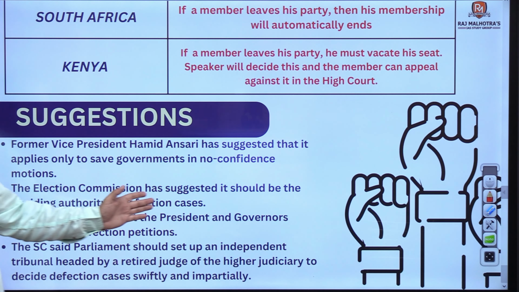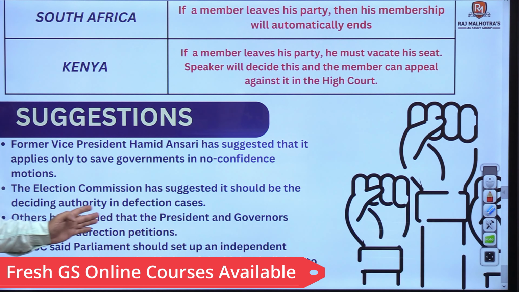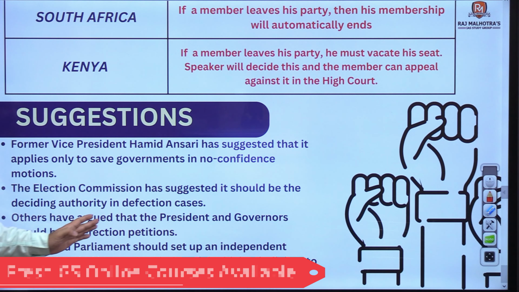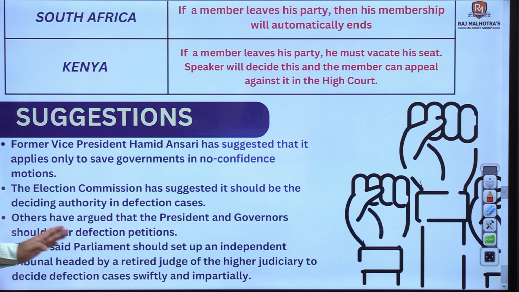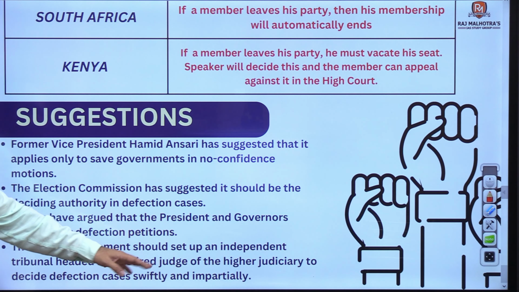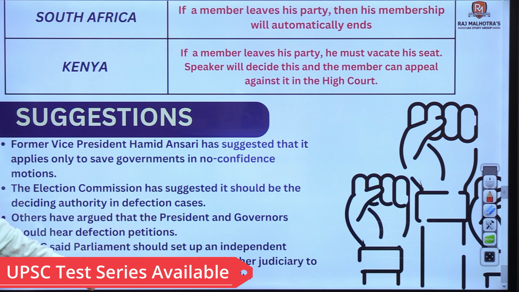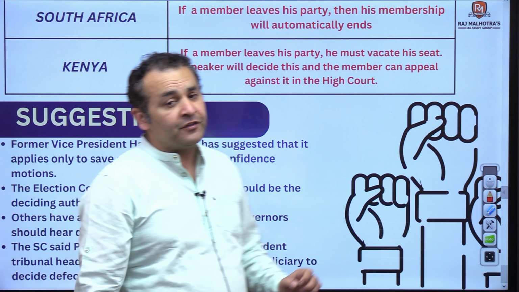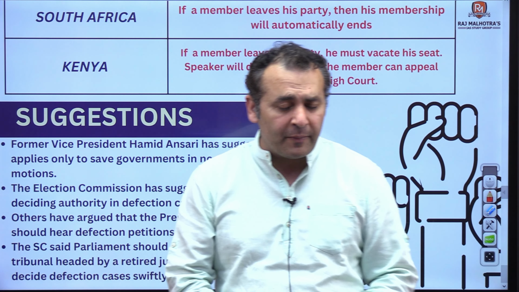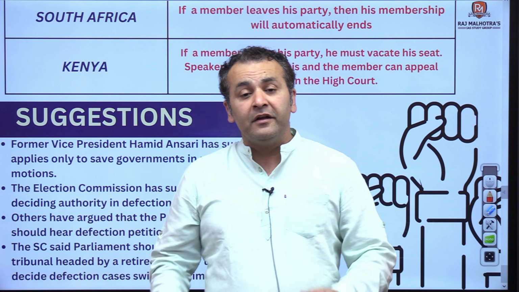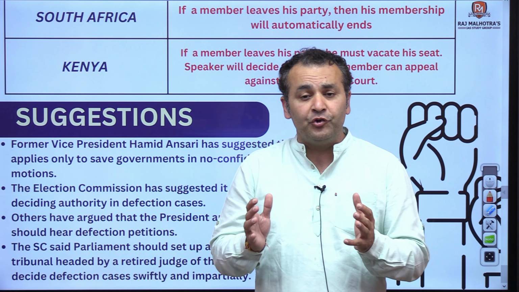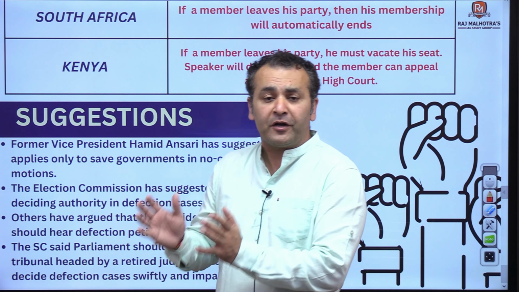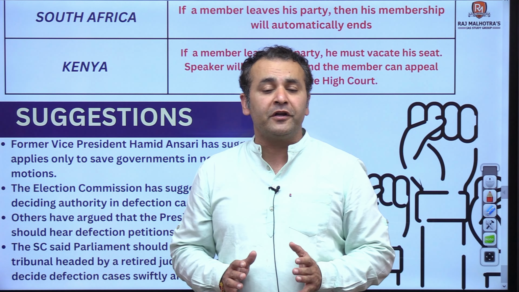For example, the Election Commission has suggested it should be the deciding authority in defection cases. Others have argued that the president and governors should hear defection petitions. The Supreme Court said Parliament should set up an independent tribunal headed by a retired judge of the higher judiciary to decide defection cases swiftly and impartially. I hope with this detailed discussion, you will now be able to understand the entire gamut of things that you should be knowing when you prepare for a particular news piece, be it even a political news piece.